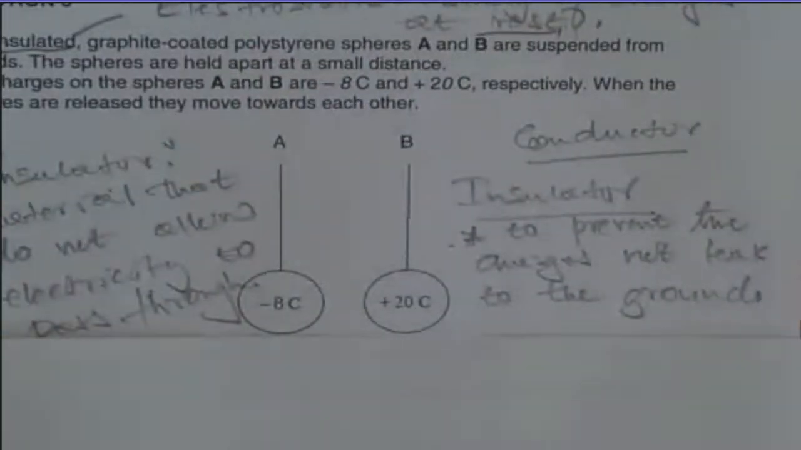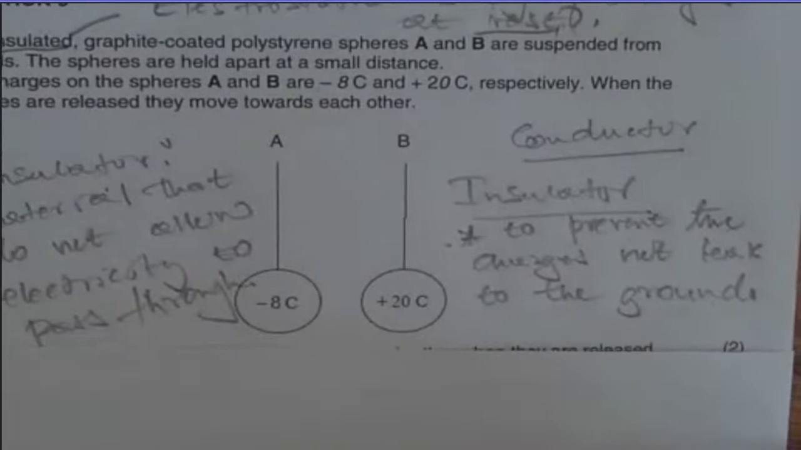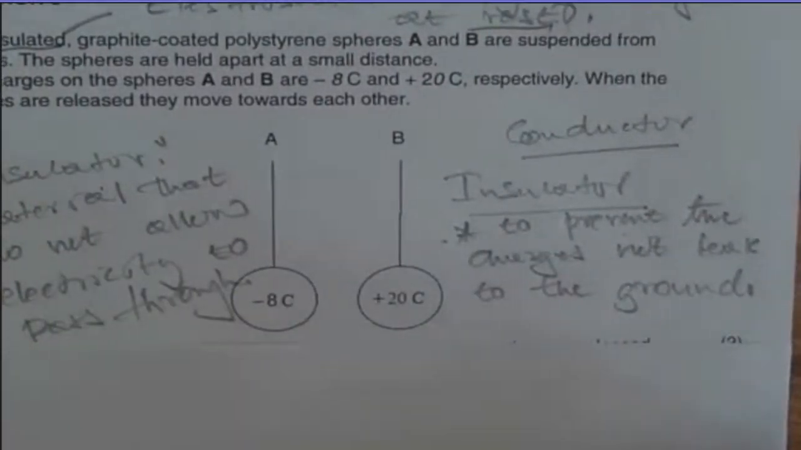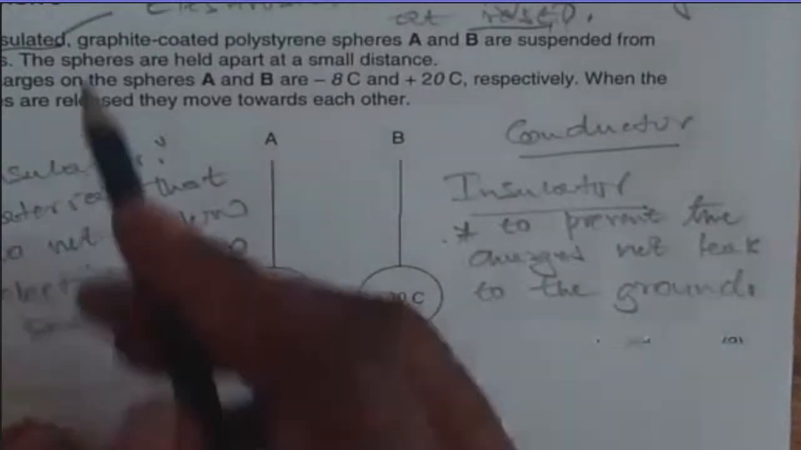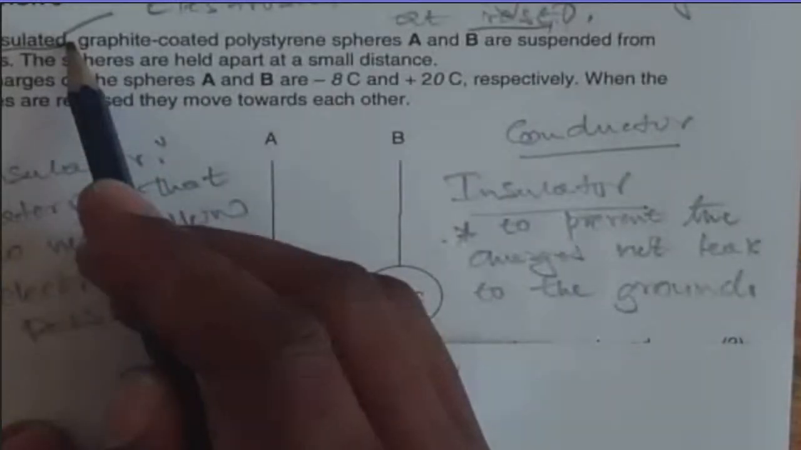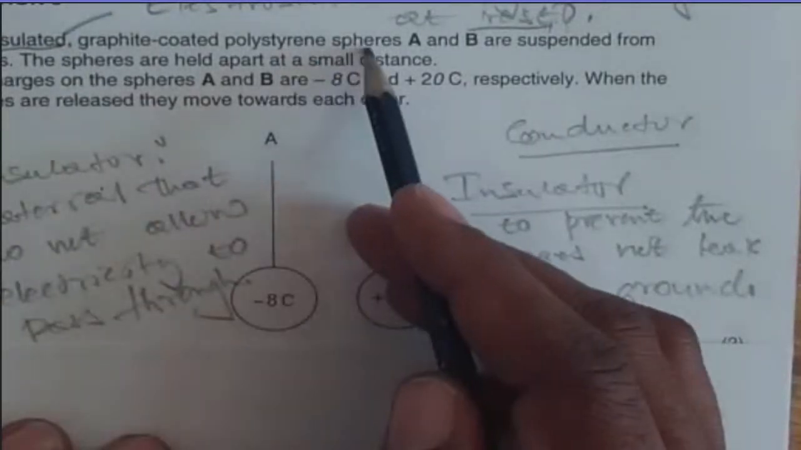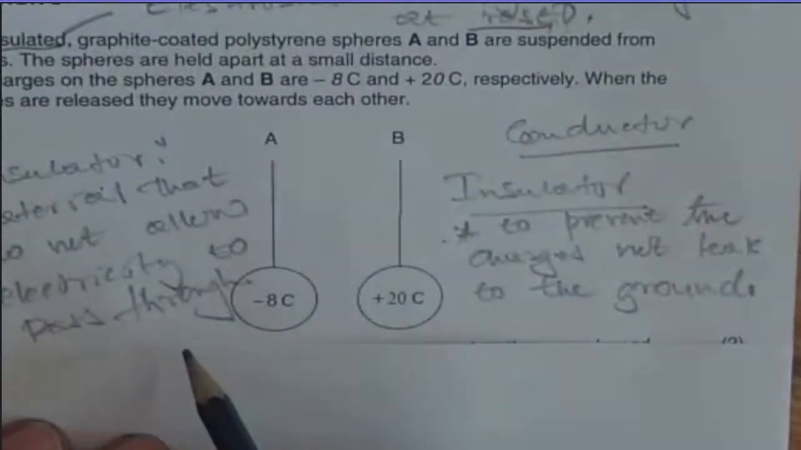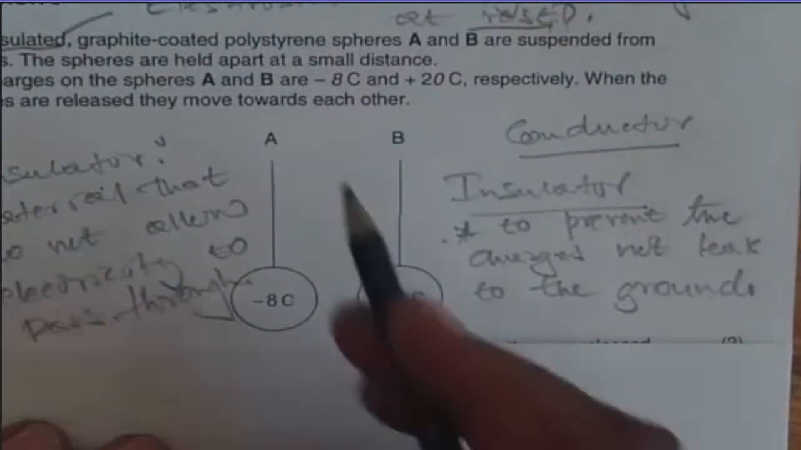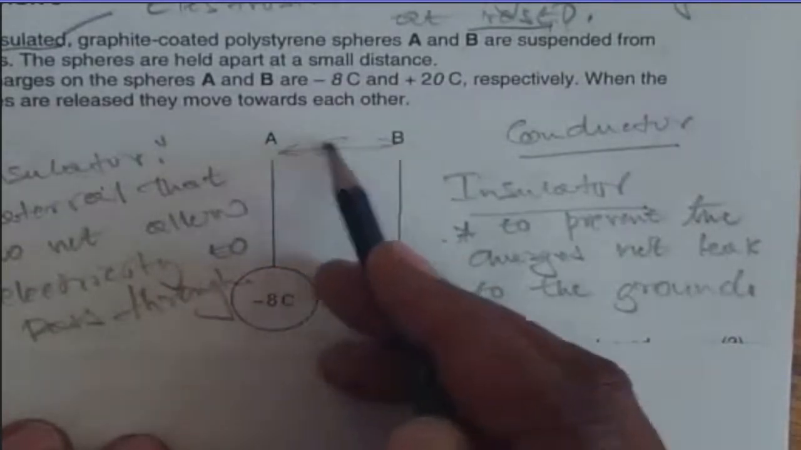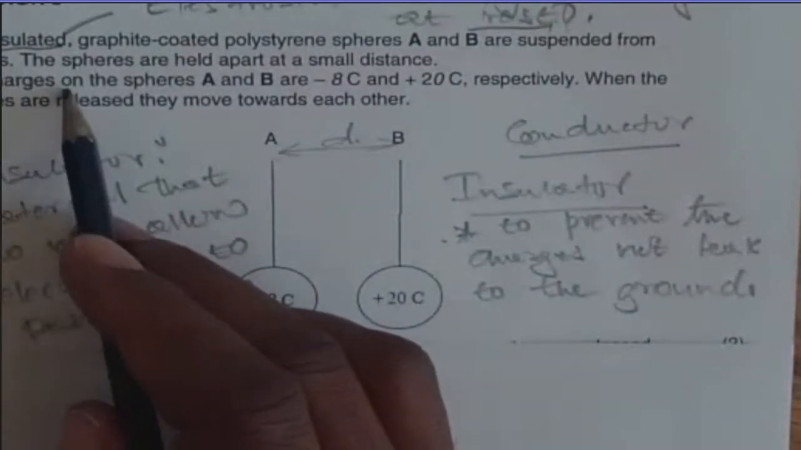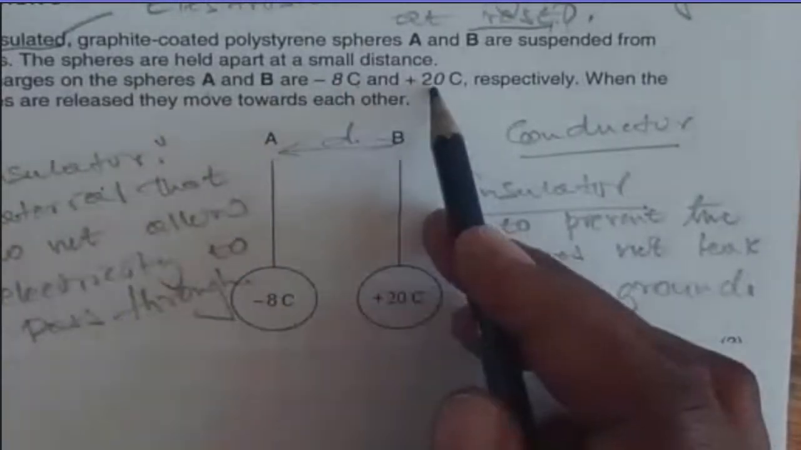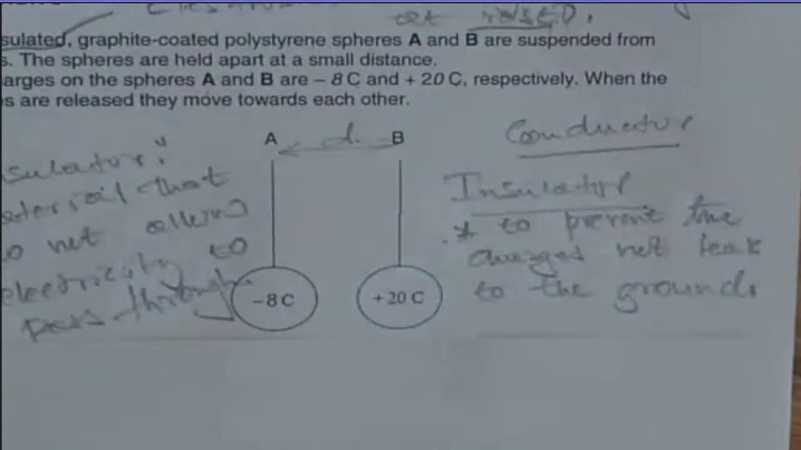All right, then let me read the statement, and then we can answer the question thereafter. Two insulated graphite-coated polystyrene spheres, A and B, are suspended from threads. The spheres are held apart a small distance, which is separating the two spheres. The charges on sphere A and sphere B are -8 coulomb and +20 coulomb.